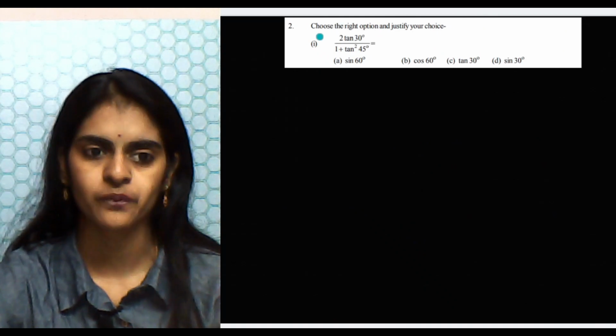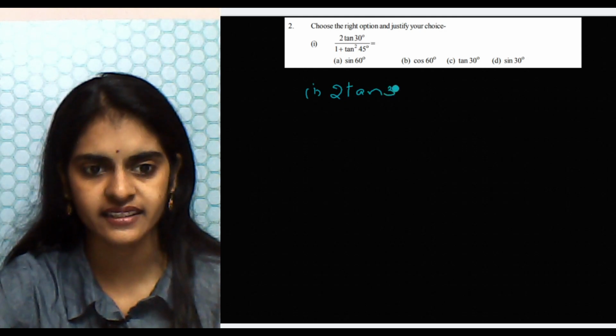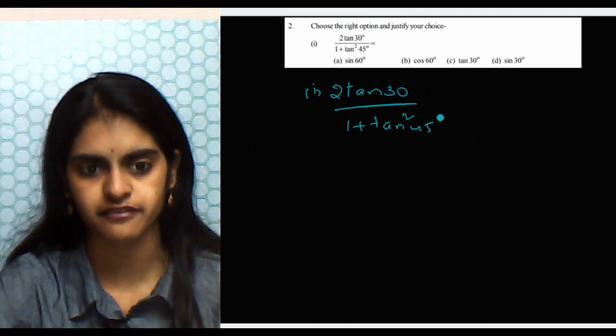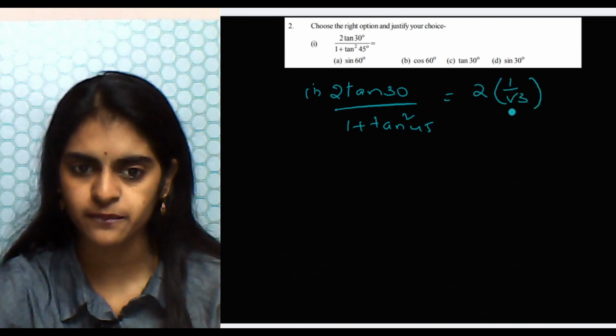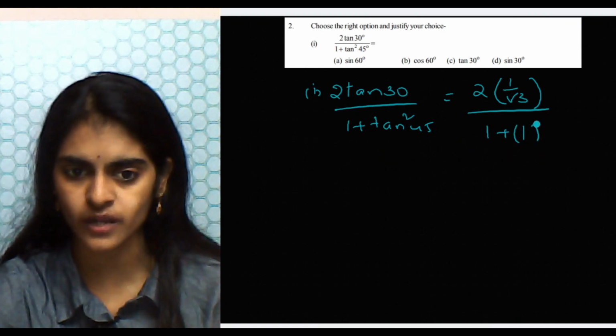So next one, choose the right option and justify your choice. Before that, you have to solve this. The first bit you have is 2 tan 30 divided by 1 plus tan square 45. So 2 tan 30 is 1 by root 3, divided by 1 plus tan 45 is 1, but tan 45 square is 1 square.